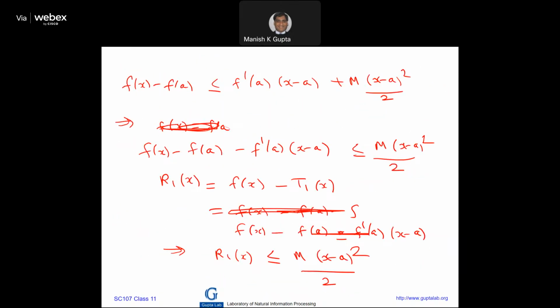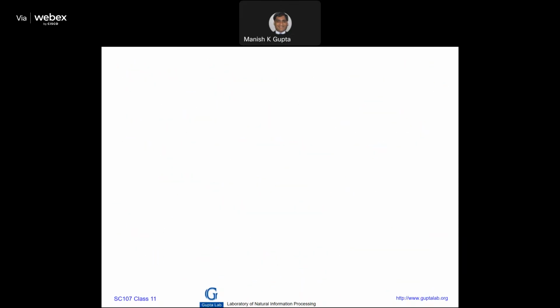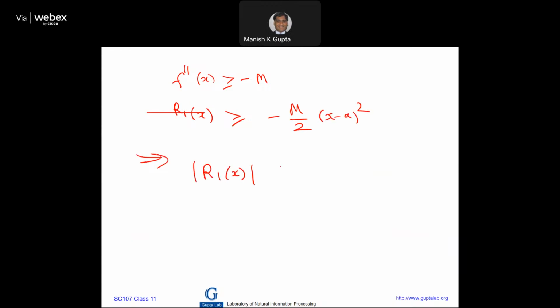What about the lower bound? Because we have to show that the absolute value is less than or equal to this, right? So that means, in fact, you can show that if you use this inequality, f double dash of x is at least minus M, and similar techniques will show you that R1 of x is lower bounded by minus M by 2 times (x minus a) whole squared. And this implies that the absolute value of R1 of x cannot exceed M by 2 times mod of (x minus a) whole squared, right? So this is how you compute.